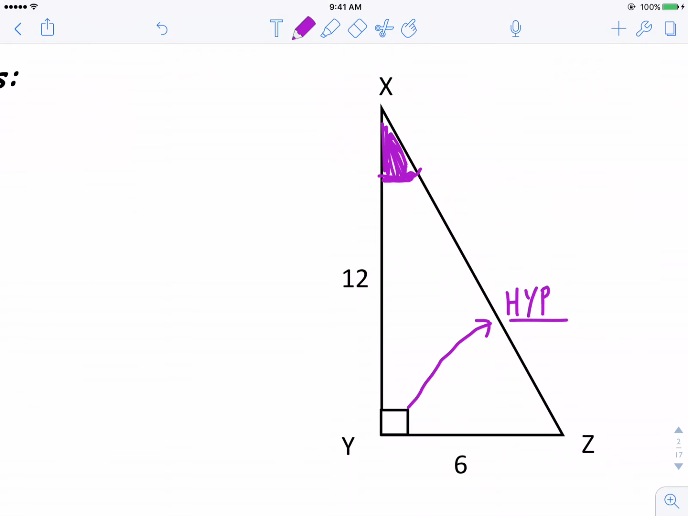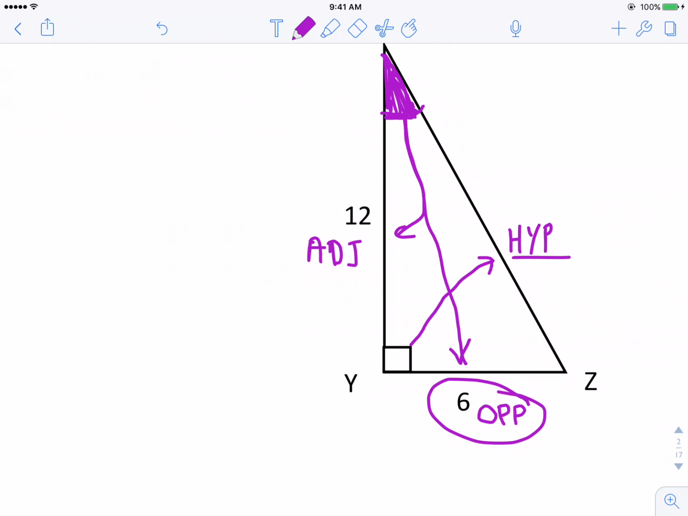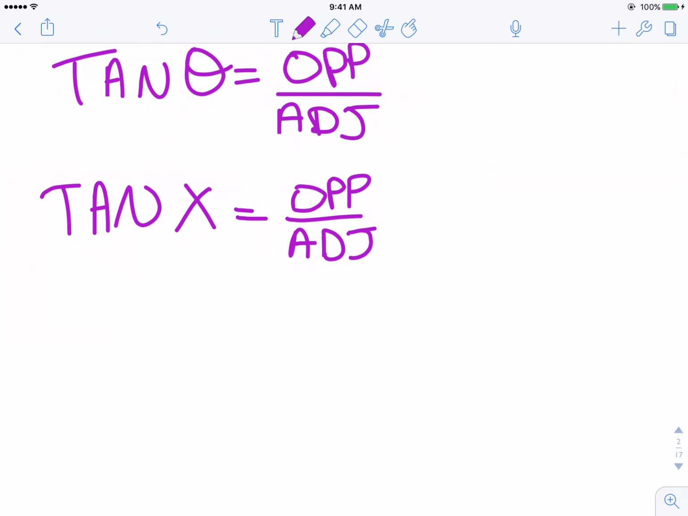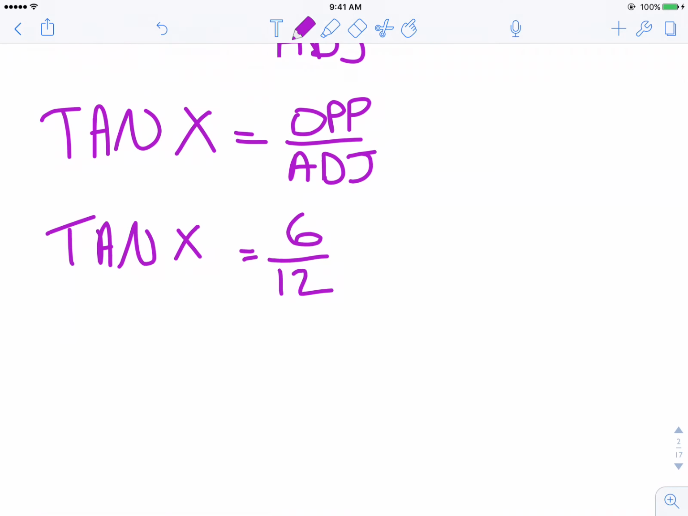Easy label to do. If this angle x is the angle we're referring to, then this side, side 6, is our opposite side, and side 12 is our adjacent side. Now we have labels. So our opposite side is side 6 and our adjacent side is side 12. We can fill in the rest of our formula. So tangent of x is 6 over 12, or tangent of x is equal to 0.5, because we will eventually need that decimal.